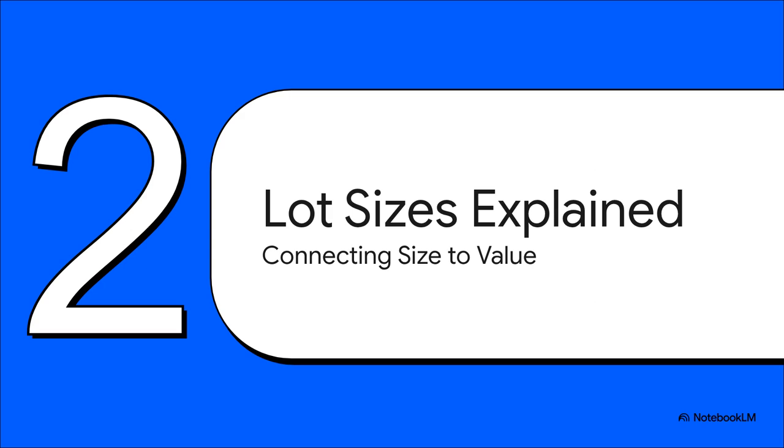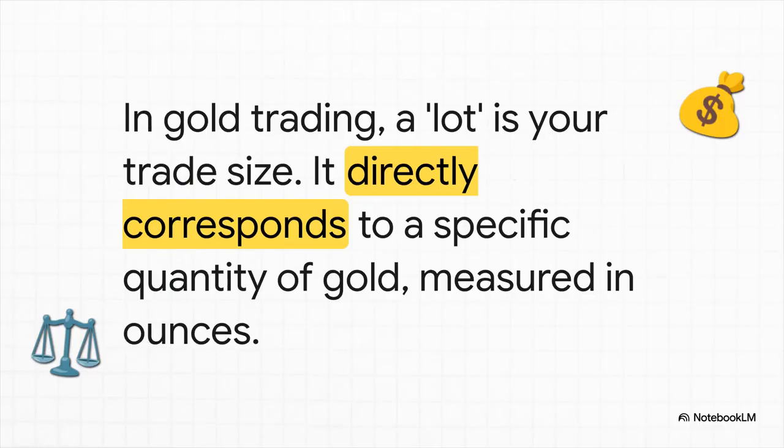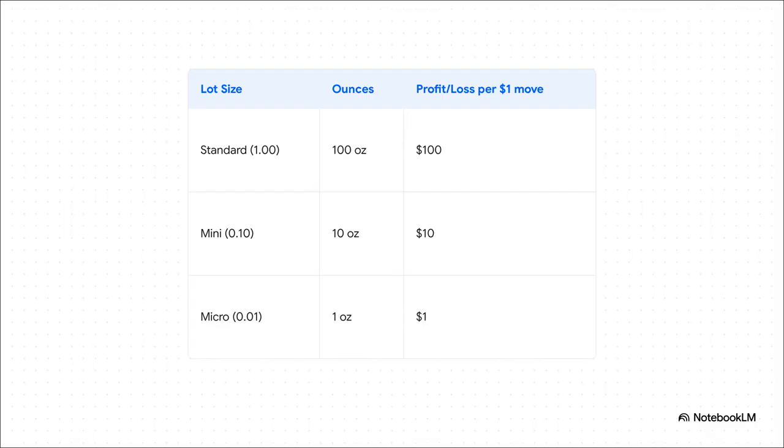Okay, so we know a pip is 10 cents. Got it. But the real question is, how much money is that pip actually worth? Well, that depends entirely on your trade size, which brings us to our next critical piece of the puzzle, lot sizes. This is where we connect a small price movement to your actual bottom line. You know, unlike a currency lot, which can feel a little abstract, a lot in gold trading has a very real, very tangible meaning. It directly corresponds to a specific amount of gold, measured in ounces. So when you place a trade, you're not just trading some number, you are actually controlling a certain amount of a physical commodity.